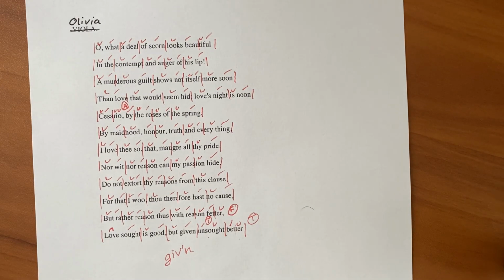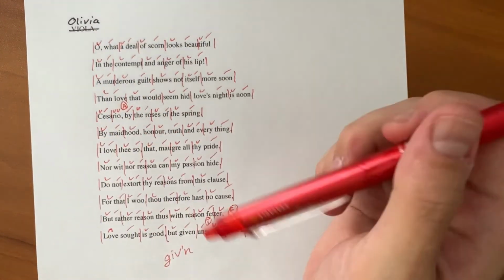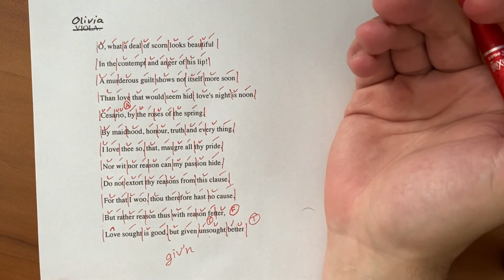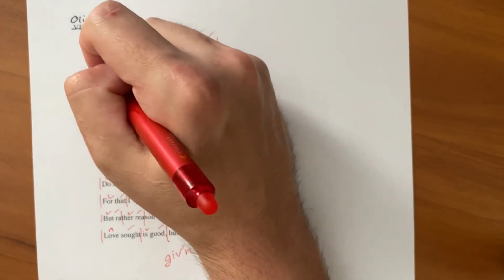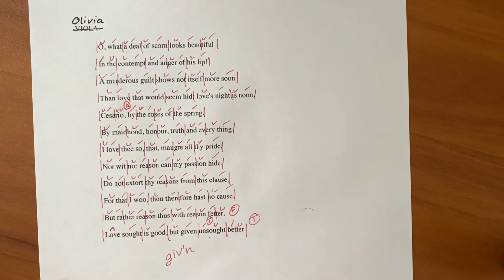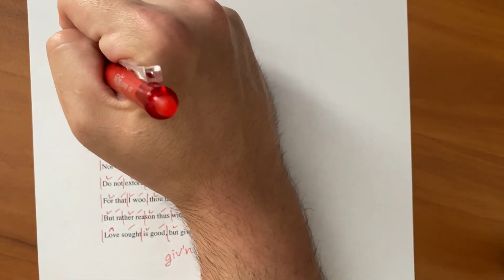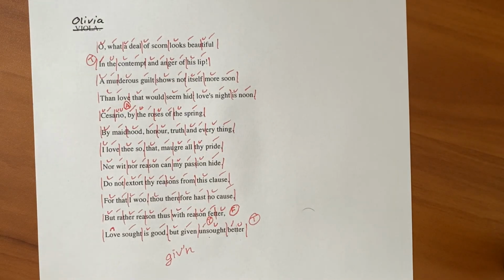So I'll go through and just cold read the whole thing for you. Oh, what a deal of scorn looks beautiful in the contempt. Okay, so going back and reading this, I can actually see, this is why you always use a pencil, or in my case, an erasable pen. There should actually be a trochee here. At least that's what my brain wants to do when I read this. And that makes sense because the word in is probably going to be more important than the word the. So, starting this over.